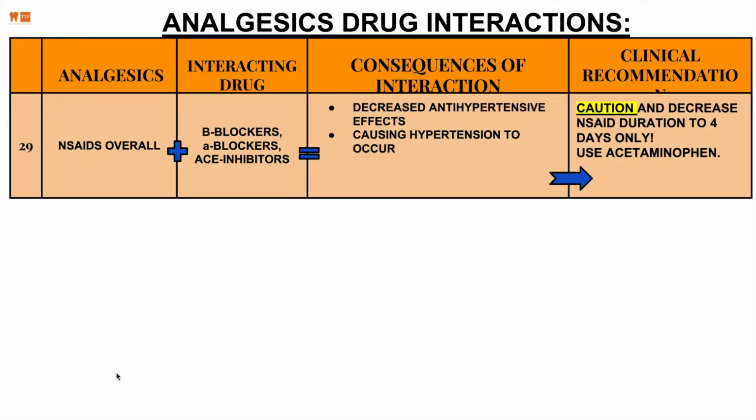All right. Next one, drug 29, NSAIDs overall, generally all of them, when they're mixed with beta blockers or alpha blockers or ACE inhibitors, angiotensin converting enzyme inhibitors, we will have a decreased antihypertensive effect, causing hypertension to occur.